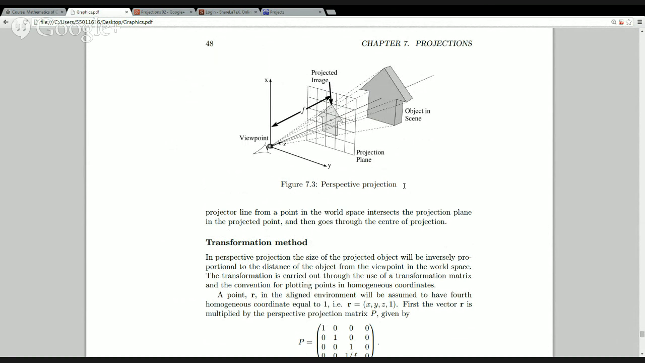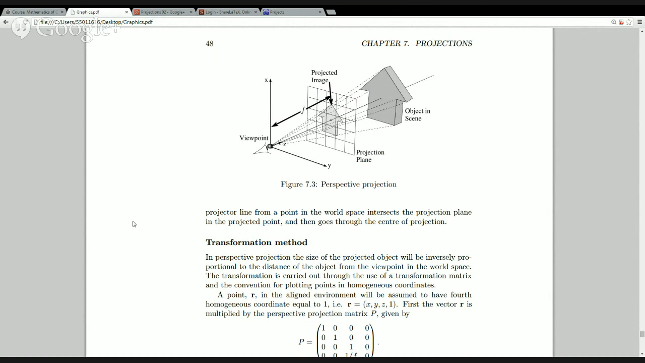Okay, so we're at this idea of perspective projection. So this is our projection, which will produce an image on the projection plane, which is perspective, which has the depth information. So objects which are distant from the virtual camera will appear smaller compared to similar sized objects which are nearer the viewpoint.